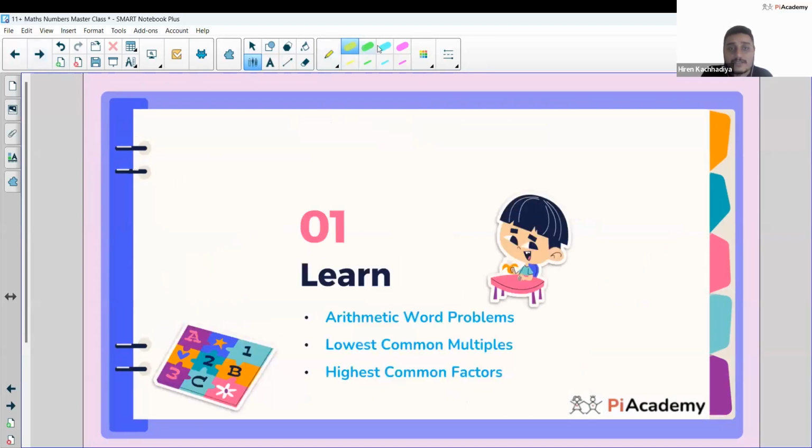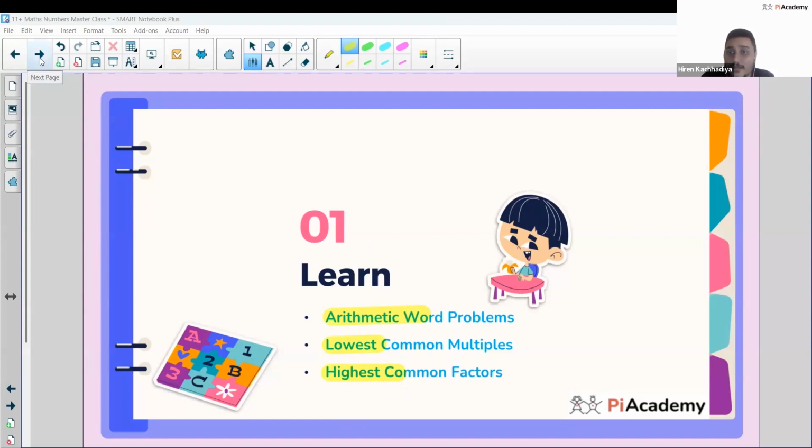Under the learning section, the first topic we are going to cover is arithmetic word problems. After that we have the LCM and then the HCF. Maybe you are aware of LCM, HCF and arithmetic word problems, but don't worry if you are not. Initially I will give you some theory and introduce these topics, so you will have good knowledge and can use it while solving the questions. So nothing to worry about.